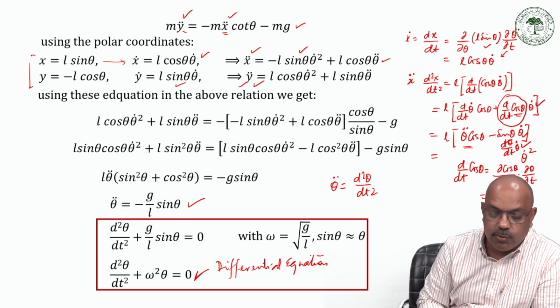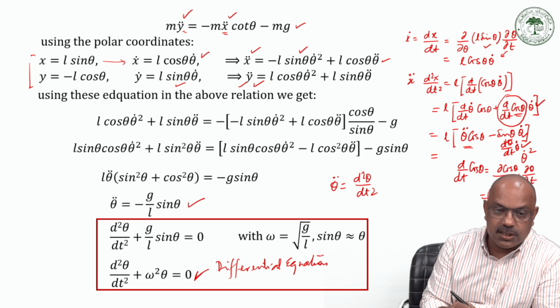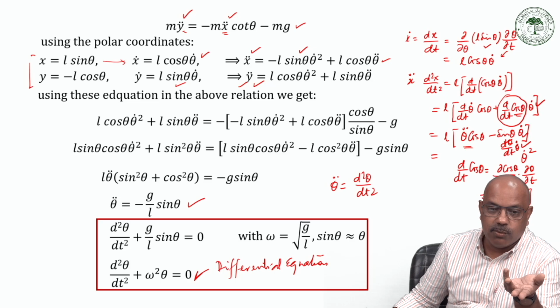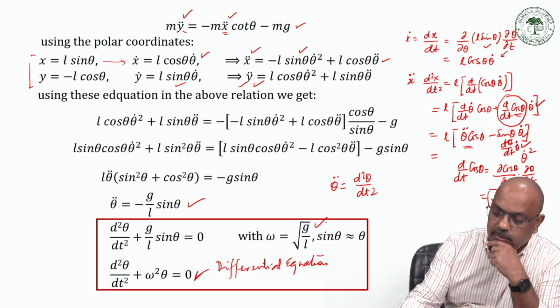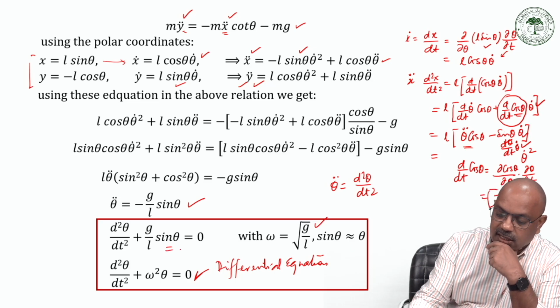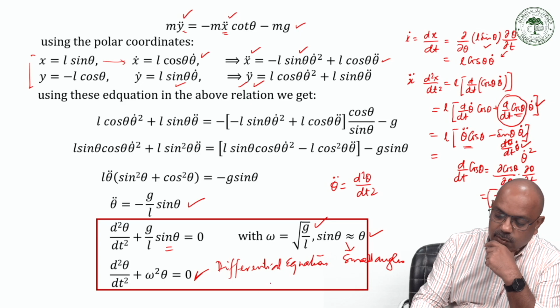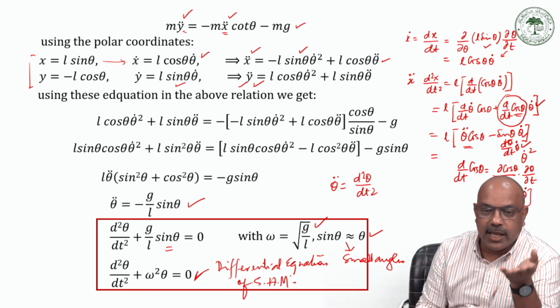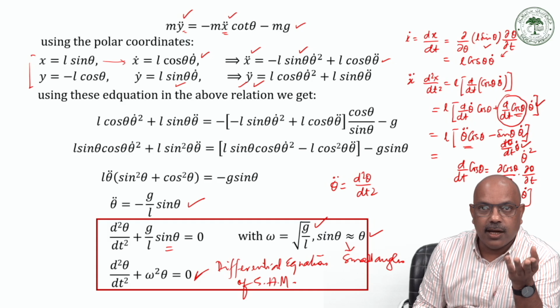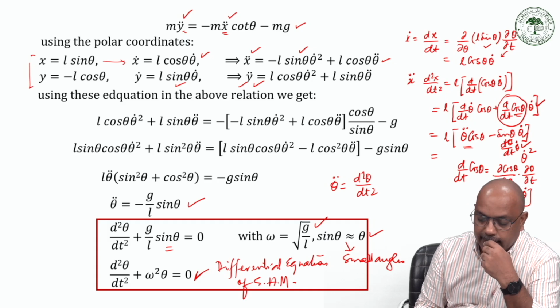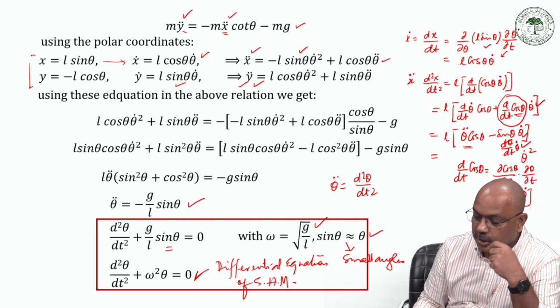This is the differential equation for the simple pendulum. This is the simple equation of simple harmonic motion with omega squared equal to g by L, and for sine theta, for a small angle, sine theta goes to theta. So this is the differential equation of simple harmonic motion, and we know that the motion of a simple pendulum is going to be simple harmonic motion.